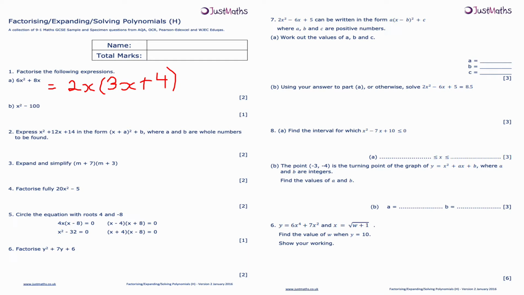Part B, factorize x squared minus 100. Now this one's a special type of example, it's a difference of 2 squares, so it's going to be a double bracket. Difference of 2 squares just means that it's going to be x plus the square root of 100, which is 10. So x plus 10 times x minus 10.